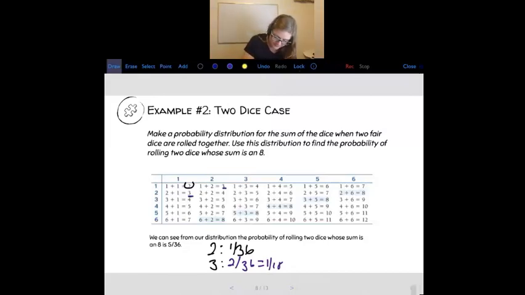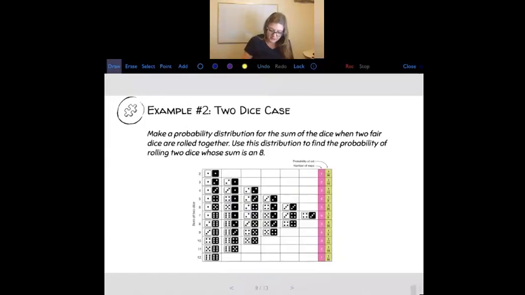Let's do 7. So there's 1, 2, 3, 4, 5, 6. So 6 out of 36, which is the same as 1/6. Okay, so this would be the part of making the distribution that lists the probability. Okay, so then building the chart or building the table, we have, okay, let me point to this.